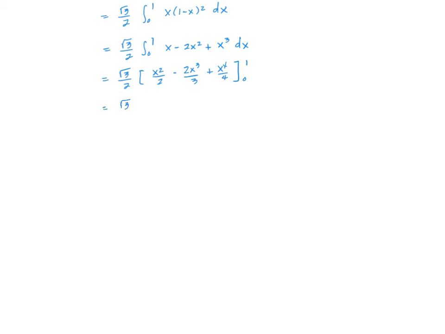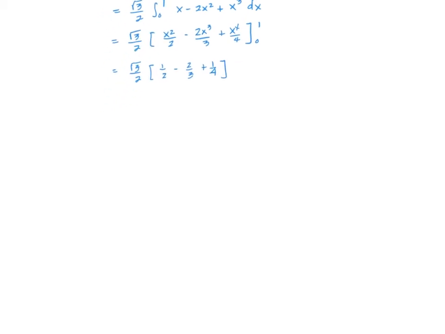So square root of 3 over 2 times 1/2 minus 2/3 plus 1/4. I think that's 1 over 12. I think. The square root of 3 over 24. Again, double check me. I always tend to make errors on those minor computations.